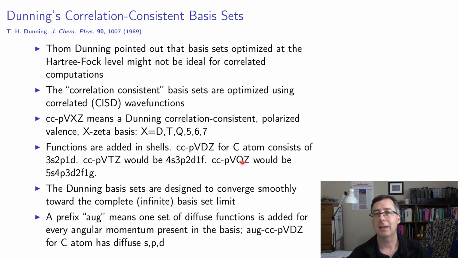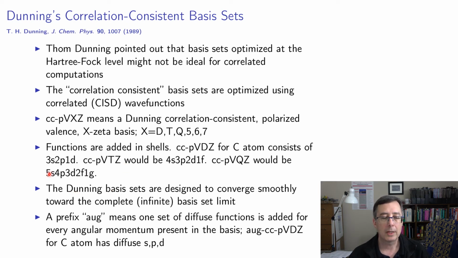QZ, well, you can guess what that would be. Add 1 to all these numbers. 5s, 4p, 3d, 2f, 1g, because I went up 1. So now I'm adding a set of g functions. Oh my goodness, this thing is like crazy polarized. All right, but that's the basic idea of this.